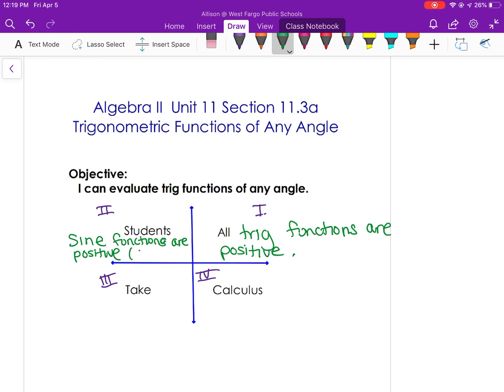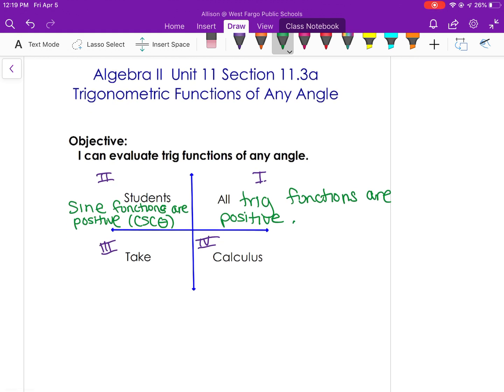Remember that cosecant, CSC of theta, is also a sine function. It's a reciprocal, so CSC of theta is also positive in the second quadrant. Students starts with S, so sine functions are positive. Take starts with T, so tangent functions are positive in the third quadrant, and that does include cotangent of theta because it's the reciprocal of tangent.